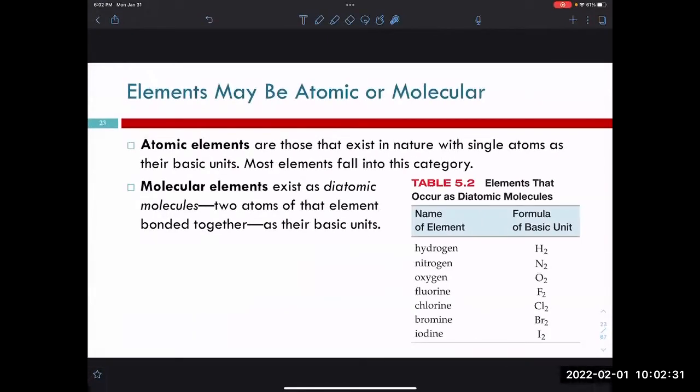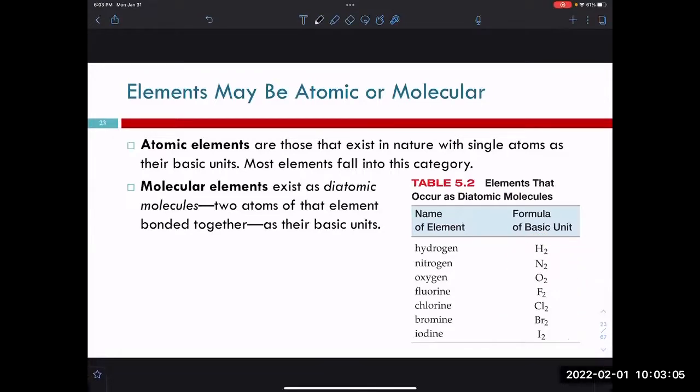So the atomic elements are those that exist in nature with single atoms as their basic units. Most elements fall into this category. If you were to have elemental iron, that exists sort of as single iron atoms. I mean, usually they're iron atoms clumped together, but they're not a molecule. It gets complicated. We do have molecular elements. There's a few ways to remember these.